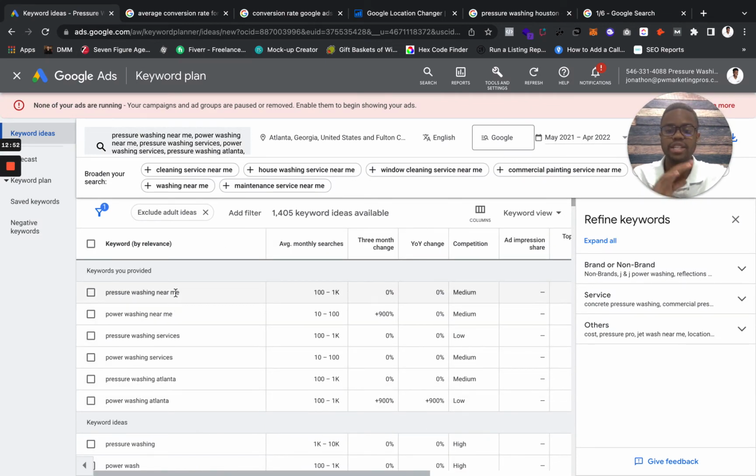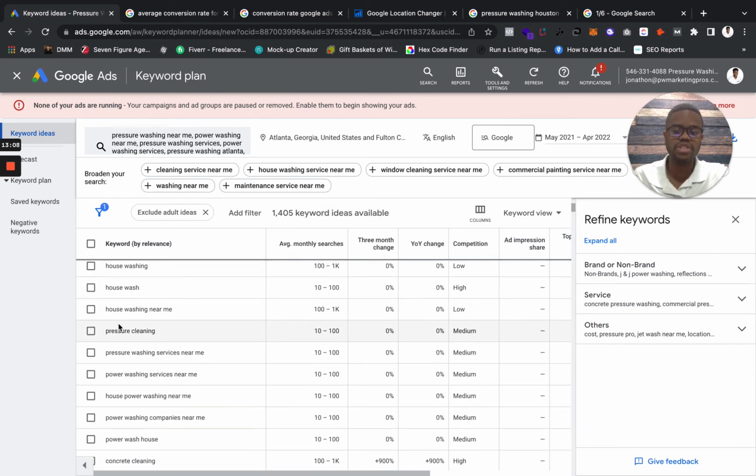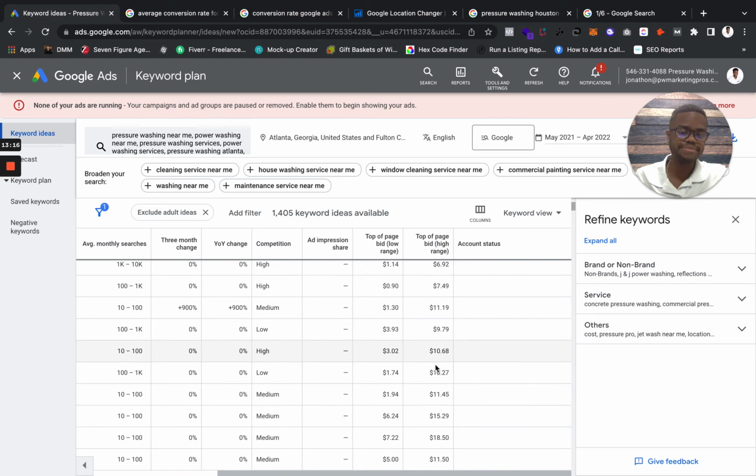Like I said, I think the ones you should always use should be pressure washing near me, power washing near me, pressure washing services, power washing services, and then any variation of pressure washing in the main city you want to target, power washing in the main city you want to target, and other things like how you see right here when they give you suggestions. You can look down here and see like, okay, pressure washing services near me, power washing services near me, house washing near me, right? And you can see those bids.